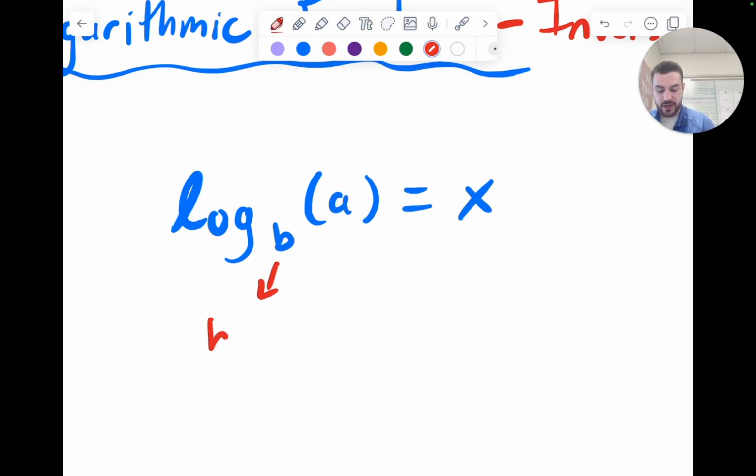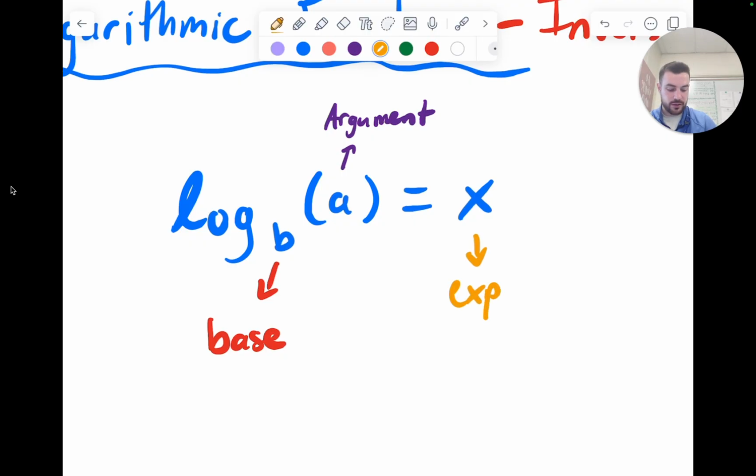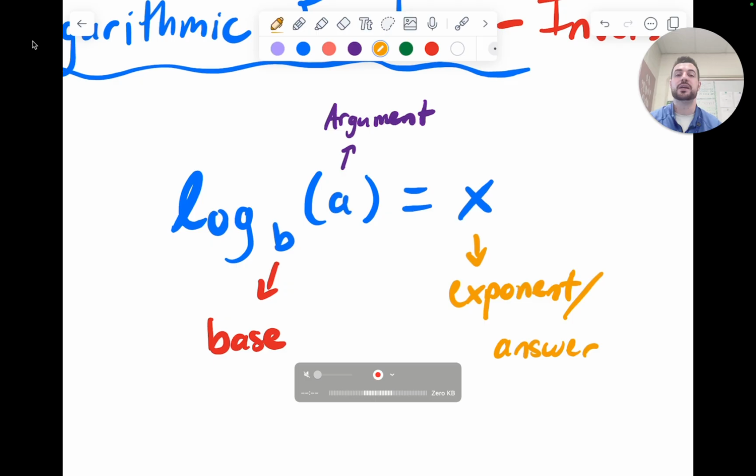Our b is our base, and this is like the same base we would have if we were talking about an exponential. A is our argument. And then x is our exponent, or answer. So we would say log base b of a equals x.